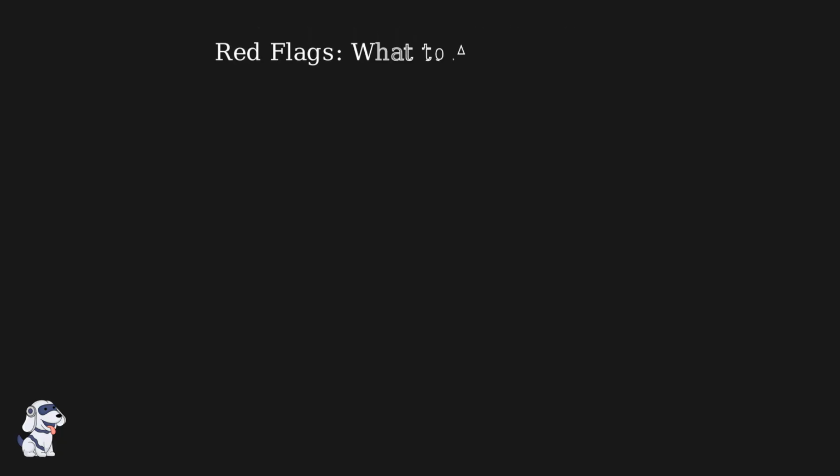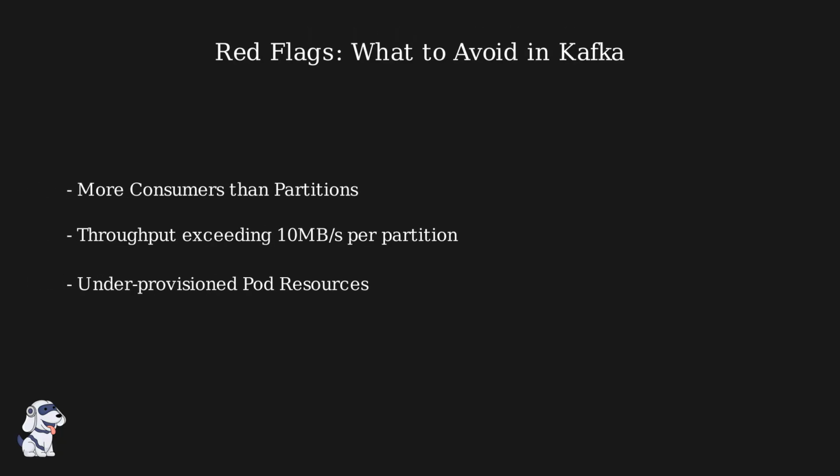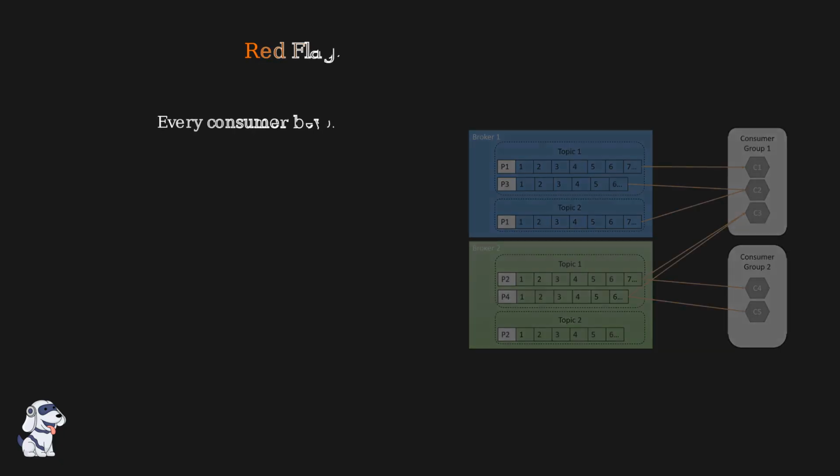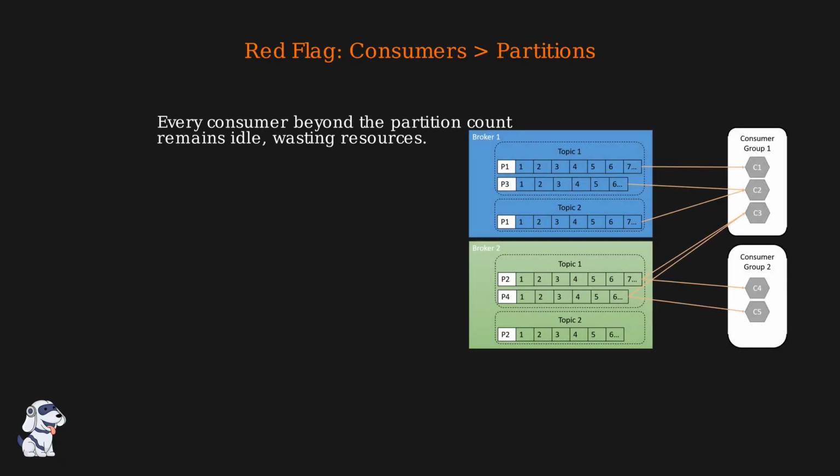When scaling Kafka clusters, certain architectural choices often lead to performance degradation. Avoid these 3 common red flags to keep your system stable. First, avoid creating more consumers than partitions. Kafka assigns partitions to consumers one-to-one. Extra consumers will sit idle, contributing nothing to throughput.